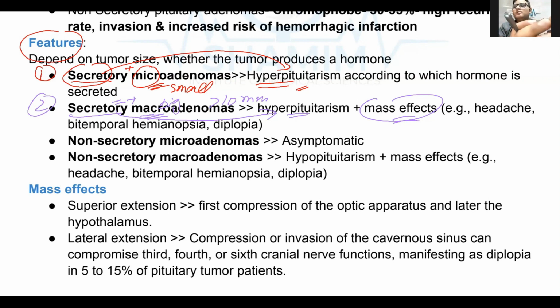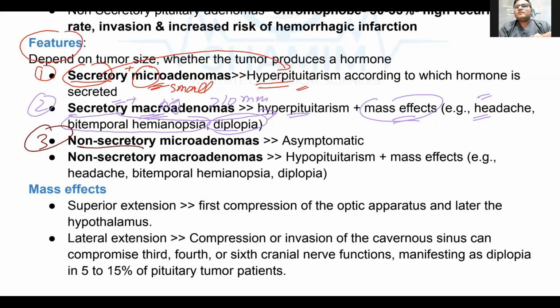And mass effects will be compression of the optic chiasma, and some venous sinuses or meningeal layers. So irritation of meningeal layers or venous sinuses causes headache. Compression of the optic chiasma leads to bitemporal hemianopia, and compression of some eye nerves will cause diplopia. We will study next what the structure and associated anatomy of these are and why it is causing mass effects.